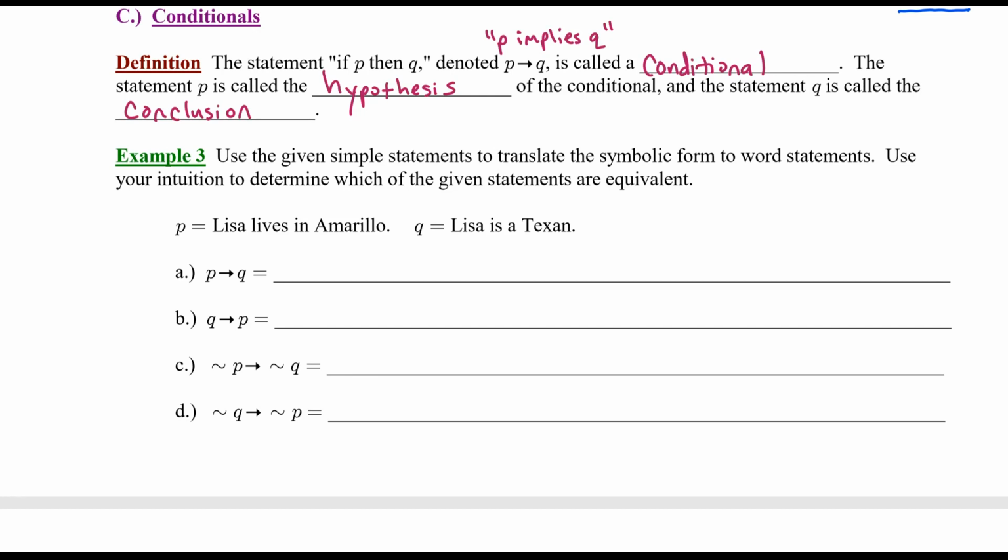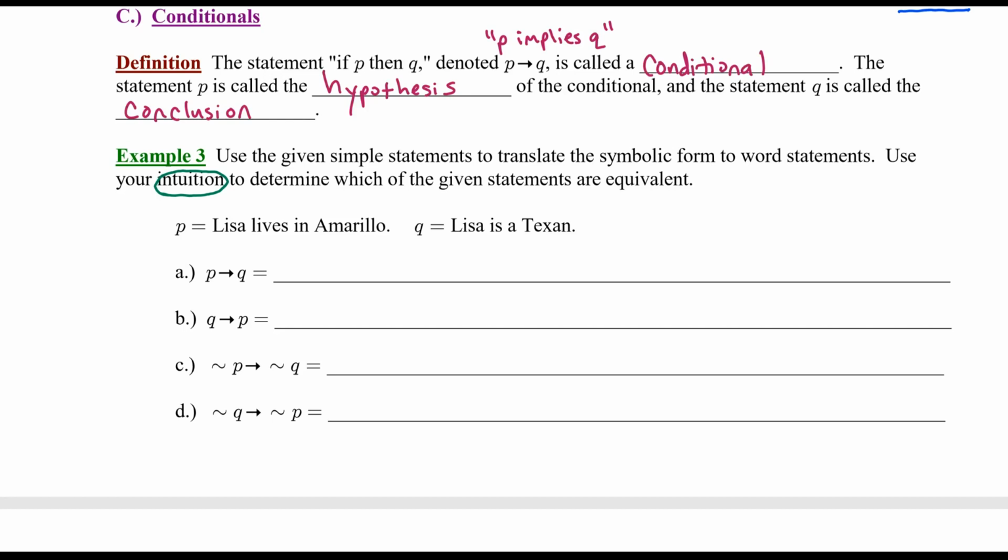Example 3. Use the given simple statements to translate the symbolic form to word statements. Use your intuition to determine which of the given statements are equivalent. Now, we're going to learn a more concrete way to do this. For now, I just want you to use your intuition. Let's begin translating these statements. Suppose that P represents the simple statement, Lisa lives in Amarillo, and Q represents the simple statement, Lisa is a Texan. And we want to translate the first conditional.